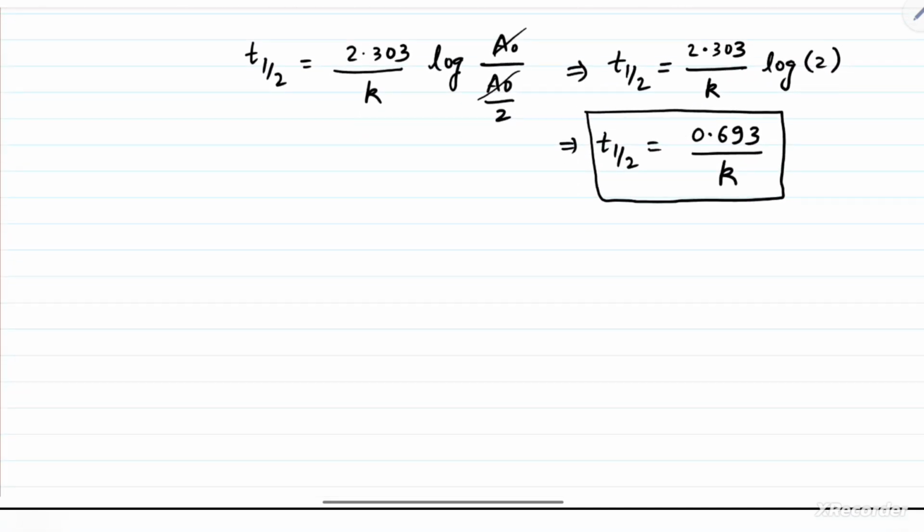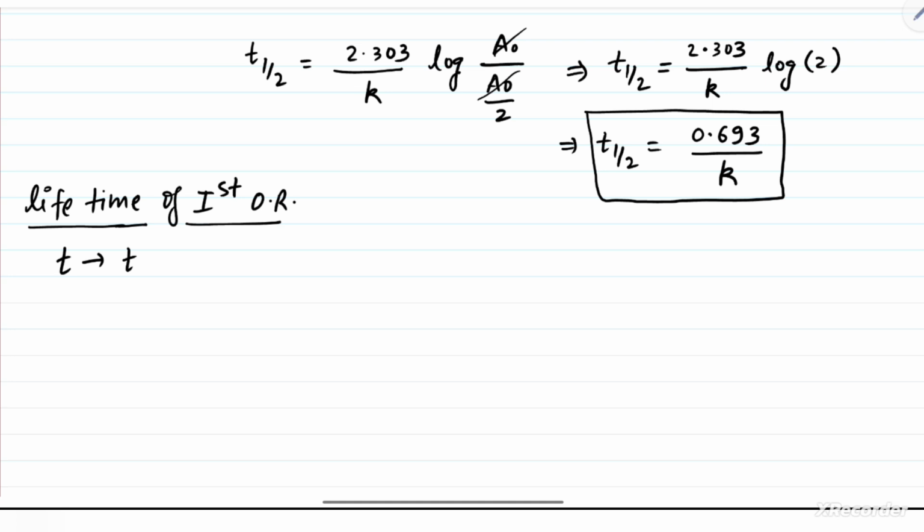Again, I will add one more thing. What is lifetime? Lifetime of a first order reaction means when the reaction gets 100% complete. So at t equals t 100%, what will be the remaining concentration of A? This will be 0. The concentration of A will be 0.